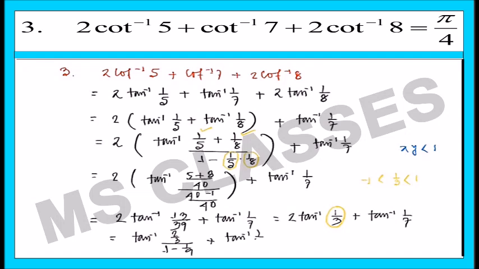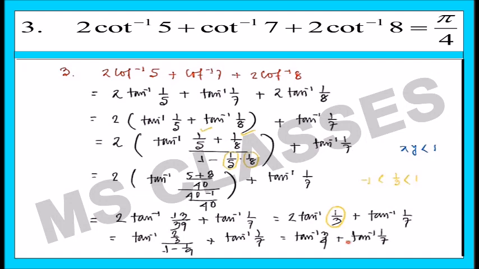Tan inverse of 1 by 7. Now this will be what? If we simplify this, 9 minus 1 is 8, and here it will be multiplied, so 6 by 8. 6 by 8 means 3 by 4. So this gives us tan inverse of 3 by 4 plus tan inverse of 1 by 7.